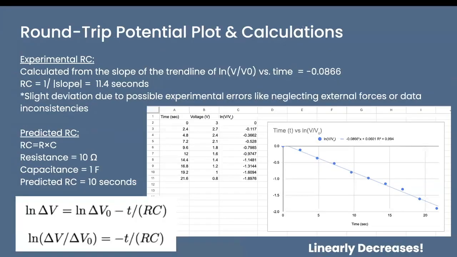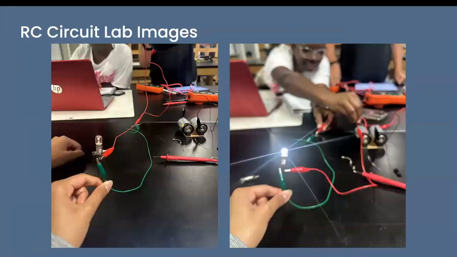Next, I graphed the experimental relationship between the natural log of the current voltage over initial voltage versus time in order to find the time constant, which is ideally found by multiplying the resistor and capacitor values. We see a linear and decreasing relationship between the two, and the experimental value of 11.4 seconds is pretty close to the predicted value of 10 seconds. Here are some images of our RC circuit from lab.